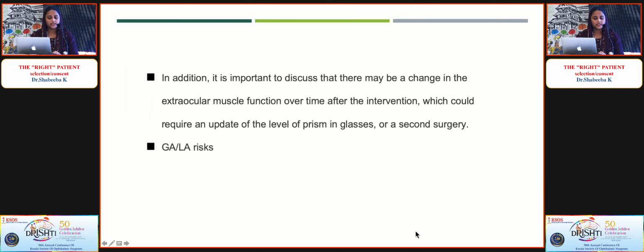In addition, it is important to discuss that there may be change in the extraocular muscle function over time after the intervention, which could require an update of the level of prism in glasses or a second surgery. In all cases, we have to talk about the anesthesia risk also.